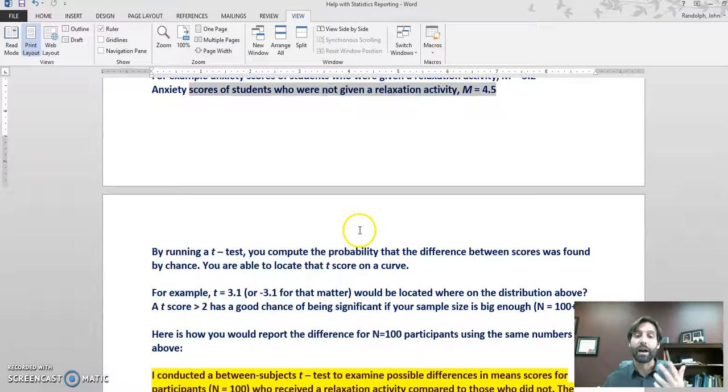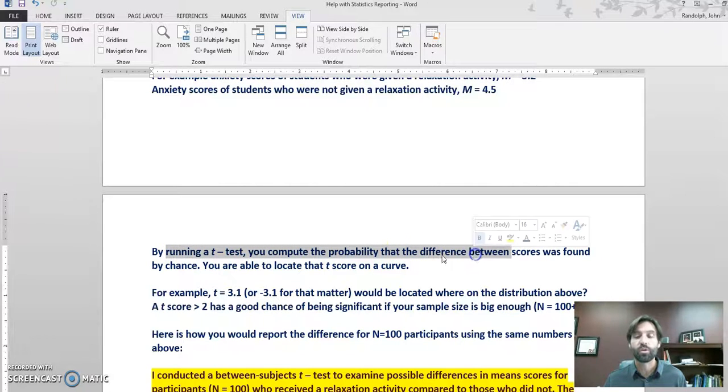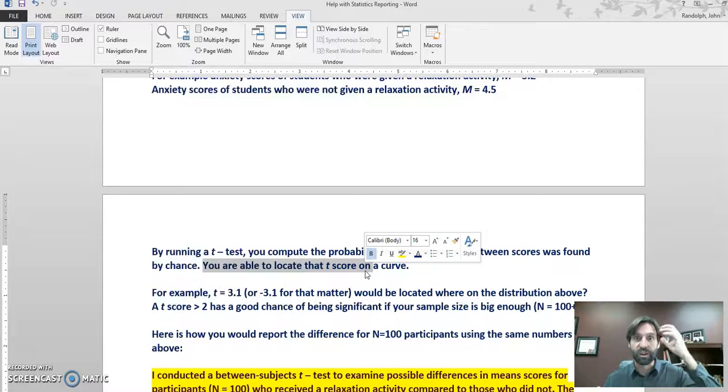So when we compute a t-test, and it'd be appropriate to do a t-test here, we would compute the probability that the difference between scores was found by chance. And then you're able to actually locate the t-score on a curve. So I want you to visualize this: when you're reporting a t-score, this is what you're actually reporting and what it should look like in your head.